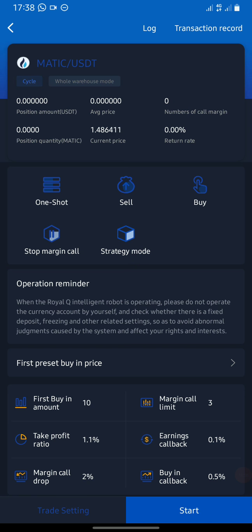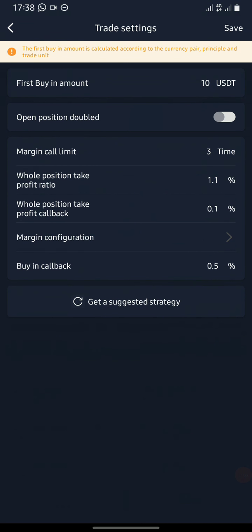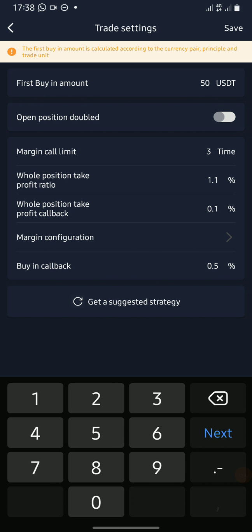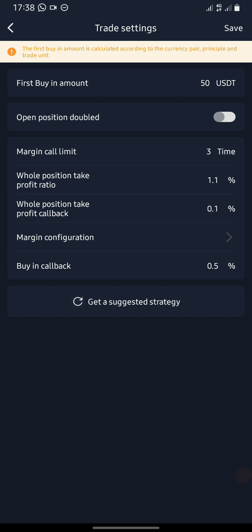All right, let's do another example. For somebody that wants to trade with $500, I will change this to 50. I can open position double if I want to. That means if I enter the market immediately, it will buy $100, not $50 anymore. But if I don't want to, I can put it off. But let me say I want to now, and then that will be 100 in calculation. Your first buy will be 100, then 3 margin calls like that.